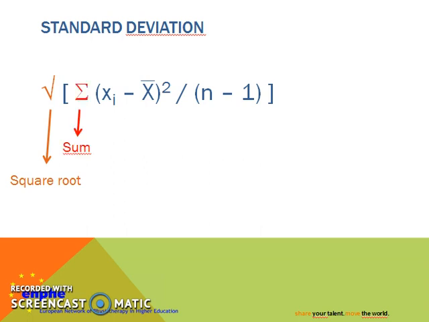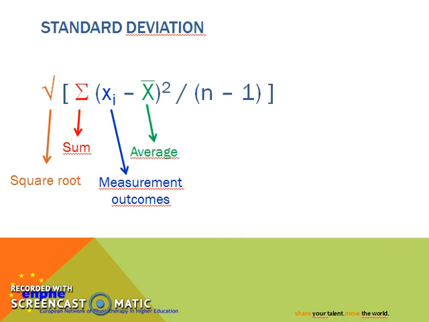Then the symbol sigma. This means that the sum is taken, so all outcomes are added. Then the x_i. These are the outcomes which are measured, so all the data the researchers collected. The i stands for the participant, so the outcome of the first participant is x1 and of the second participant is x2, and so on.